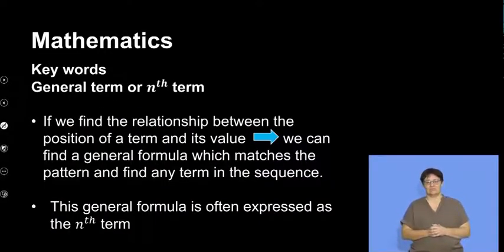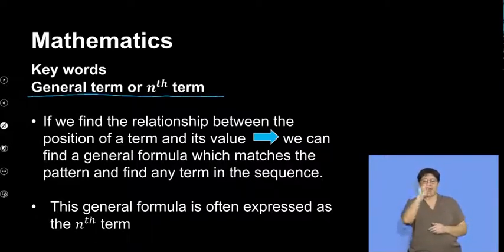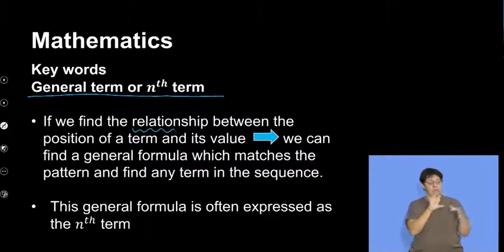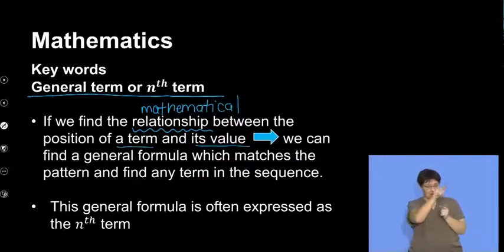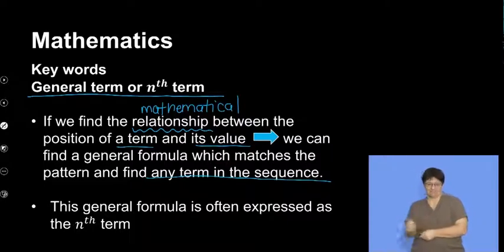We are going to look at the next definition, which is the general term or the nth term. What this means is that if we find the relationship, and by the relationship we mean the mathematical relationship, between the position of a term and its value, we can find a general formula which matches the pattern and find any term in the sequence. So the general formula is essentially expressed as the nth term.